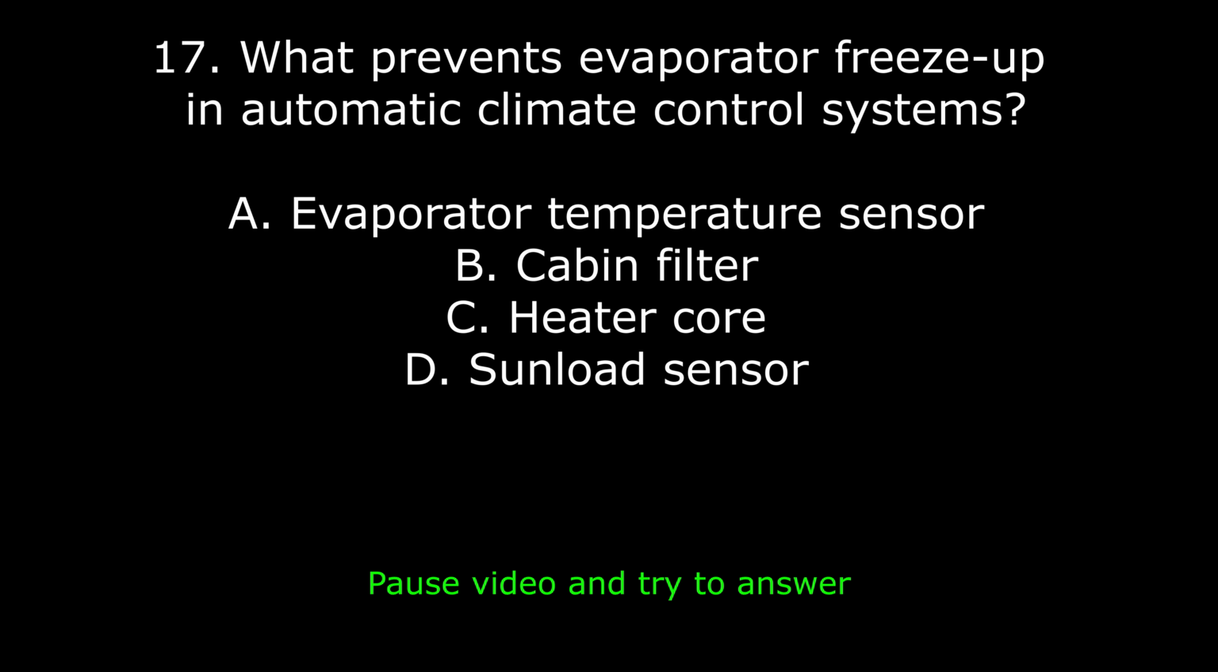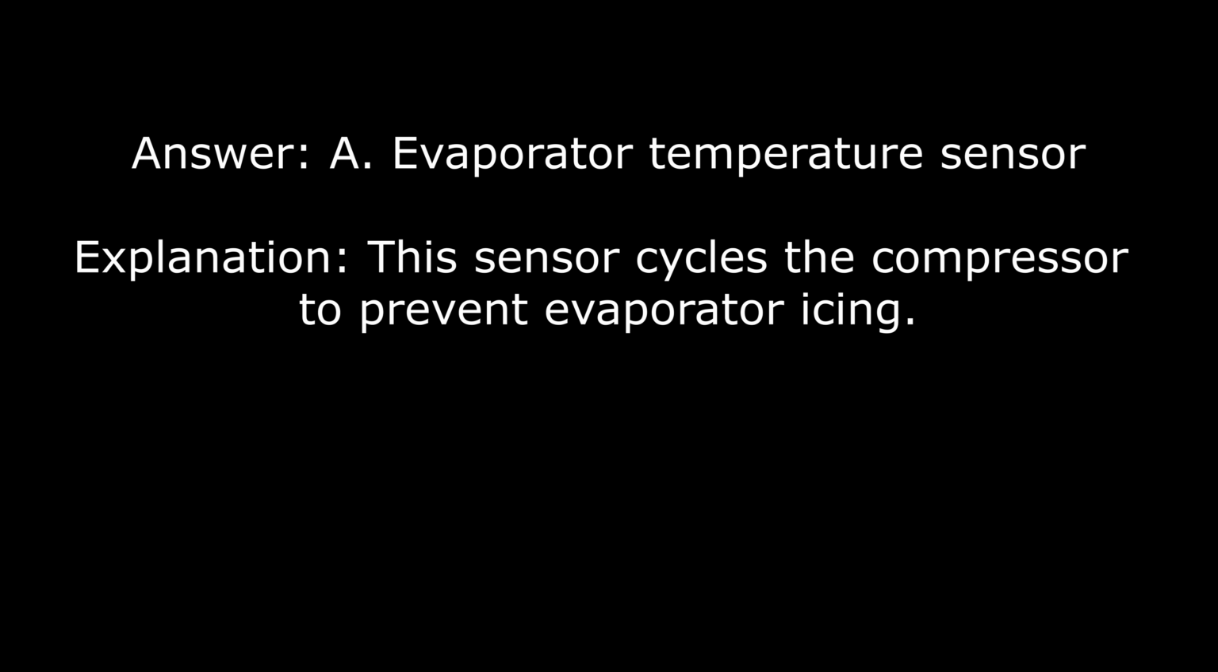17. What prevents evaporator freeze-up in automatic climate control systems? A. Evaporator temperature sensor. B. Cabin filter. C. Heater core. D. Sun load sensor. Answer A. Evaporator temperature sensor. Explanation. This sensor cycles the compressor to prevent evaporator icing.